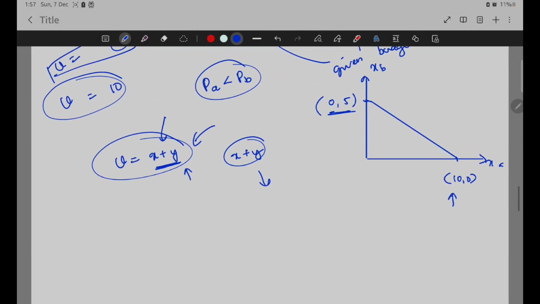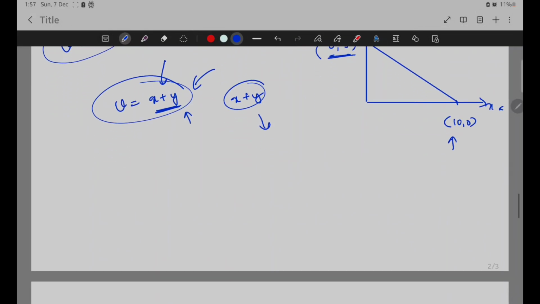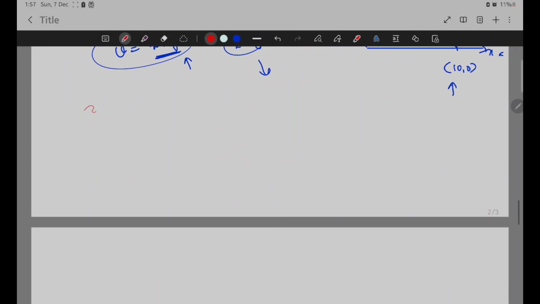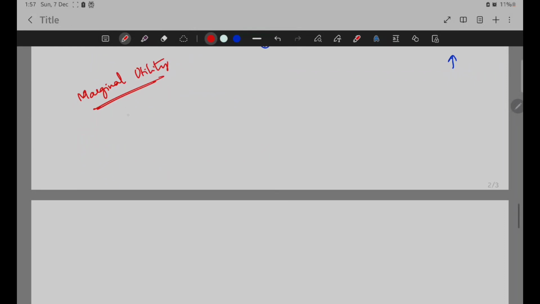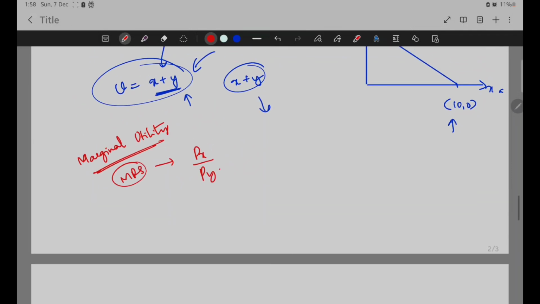Here in this case, when we are talking about utility, we talk about many things. Again, we go through marginal utility, and we'll talk about MRS. We will equate that with the prices of x and the prices of y. Okay, we'll deal with that later.